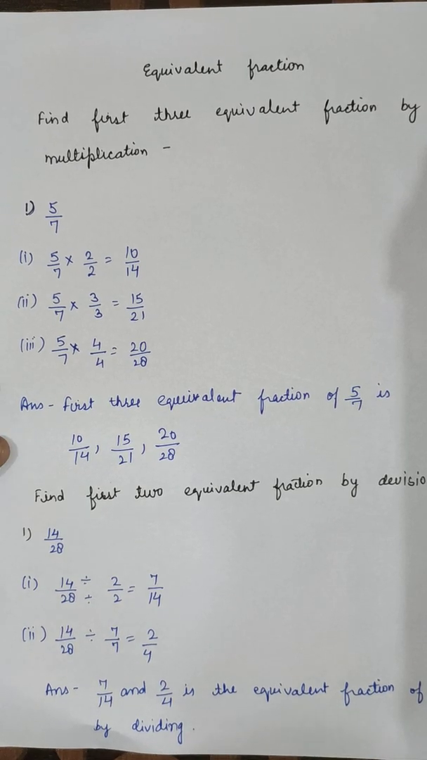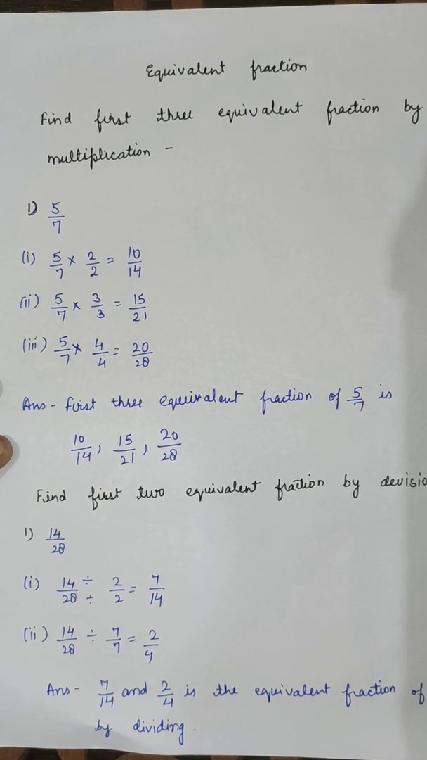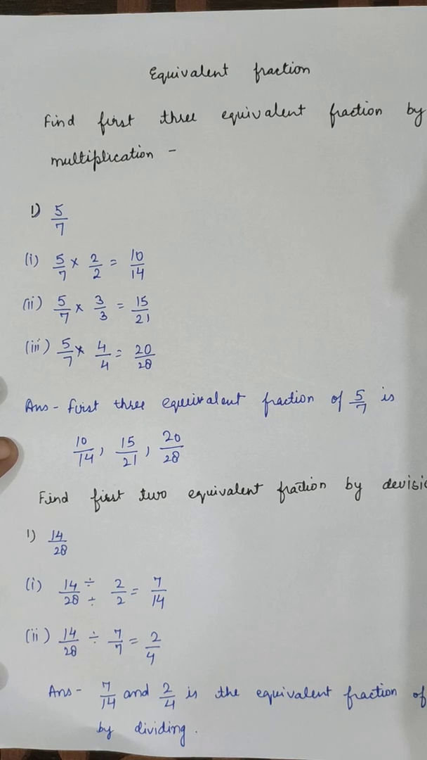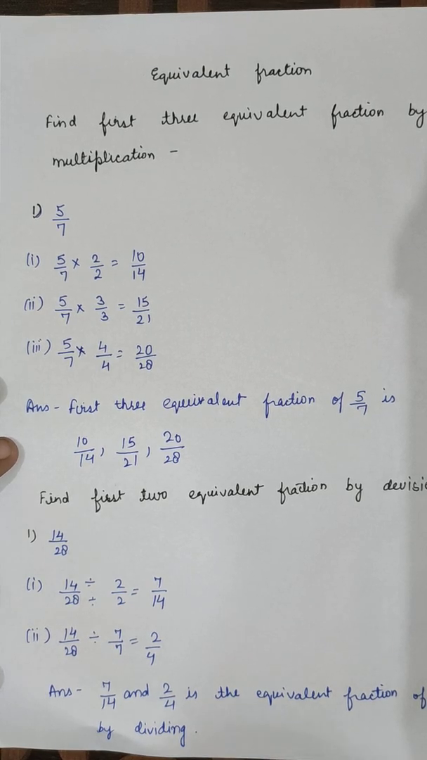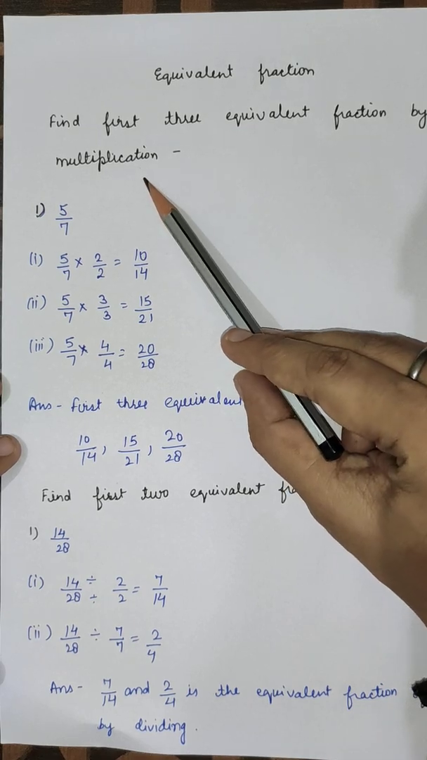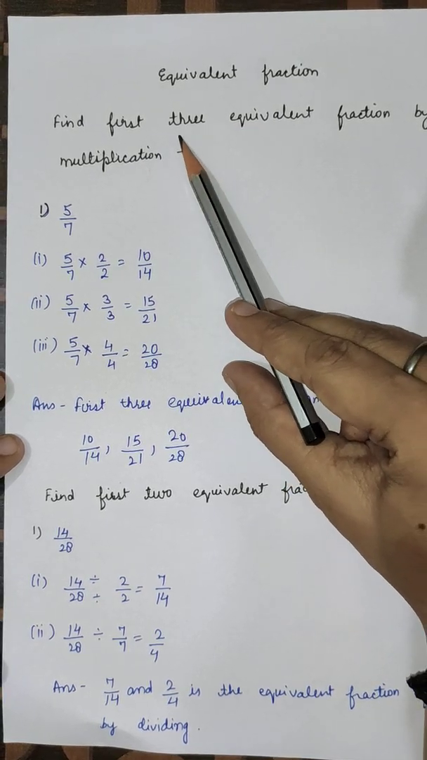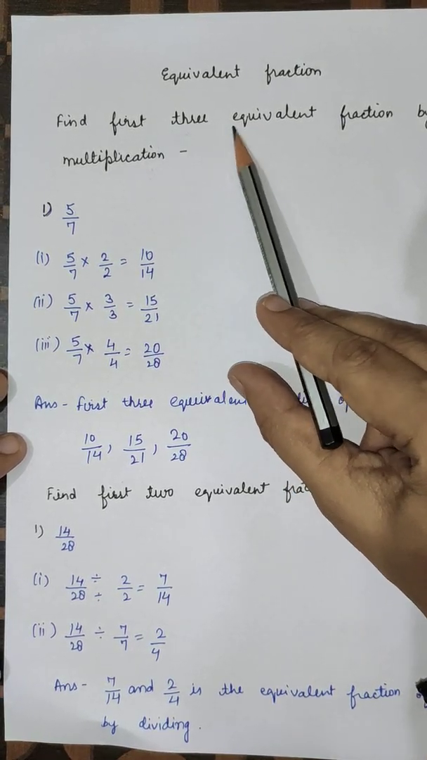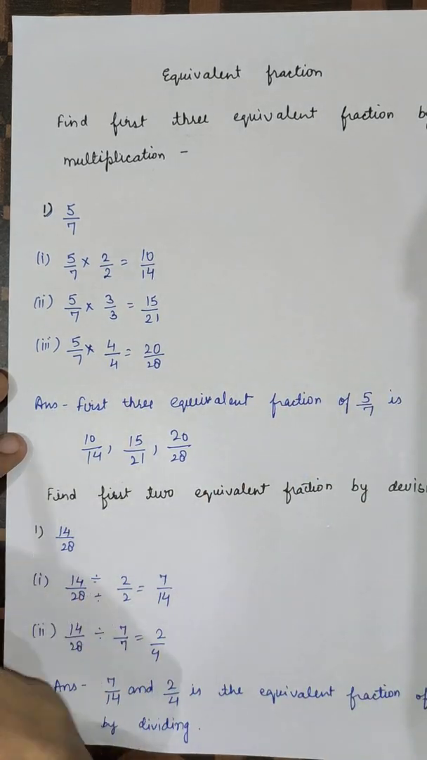Good morning, dear students. Today we are going to revise equivalent fractions again. The first question is: find the first three equivalent fractions by multiplication. How many? Three equivalent fractions, so 2, 3, 4.